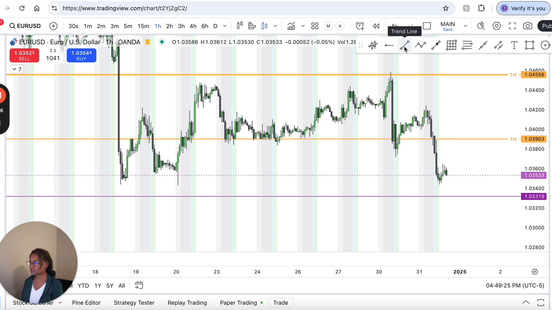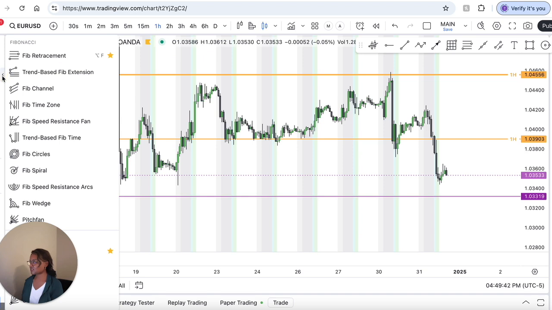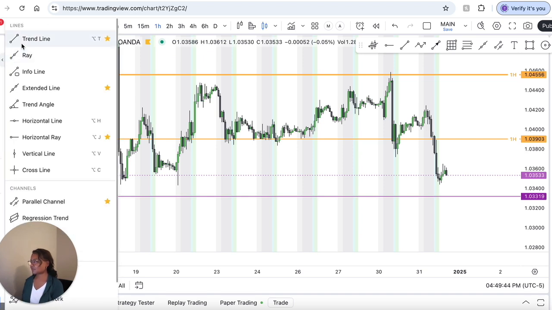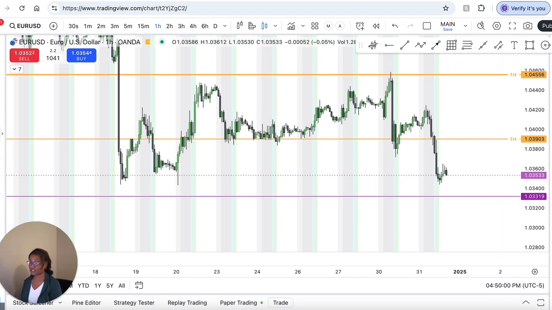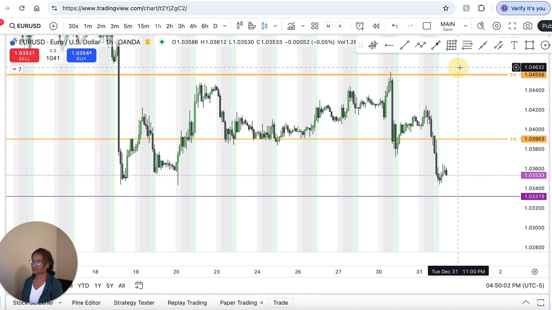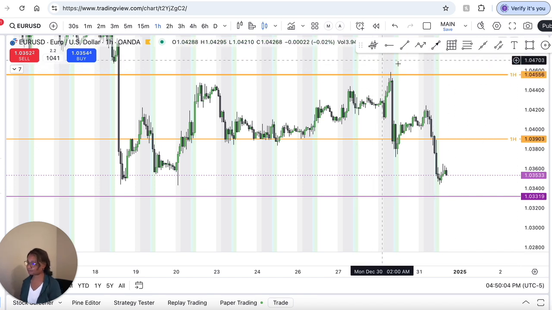Here's my trend line tool. Remember that you can always look for your tool over here on the left. And once you find it, you can be sure to highlight the star that's next to it, and it will appear, like I've highlighted the trend line tool and these extended lines and the horizontal ray, and they will appear over here on your favorites bar, so that you won't have to look for it each time you need to use it. You just look up to your favorites bar, since those are the ones that you use most often.